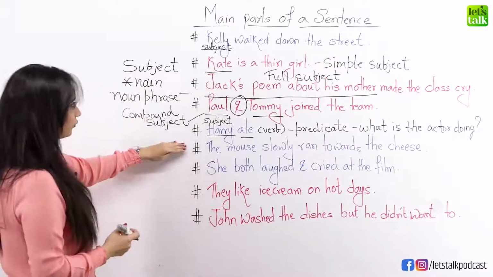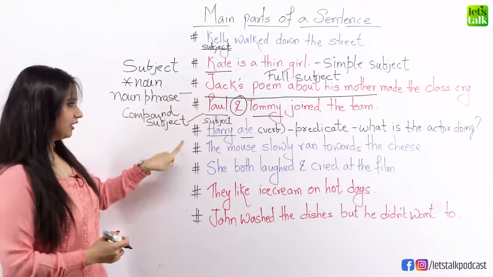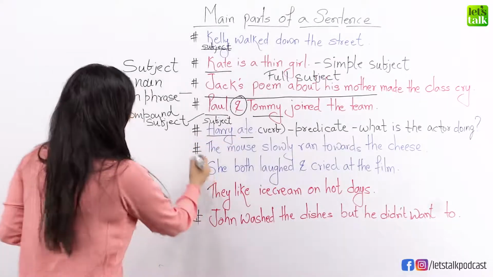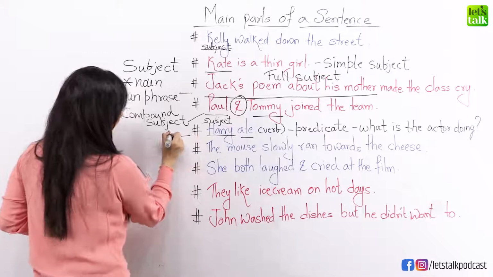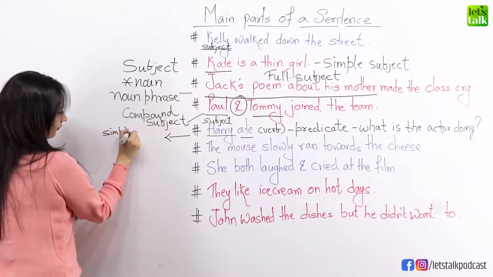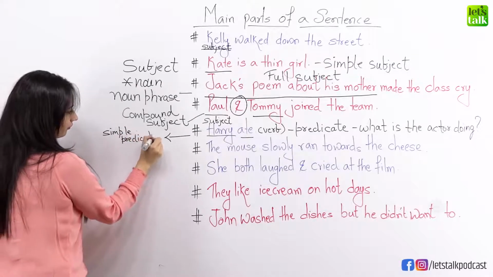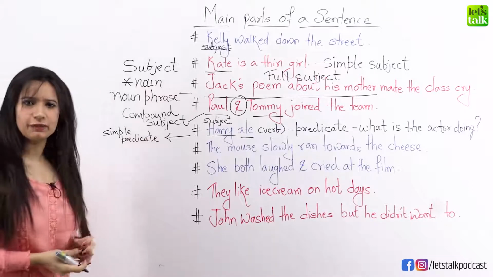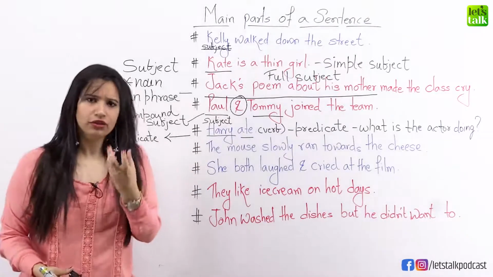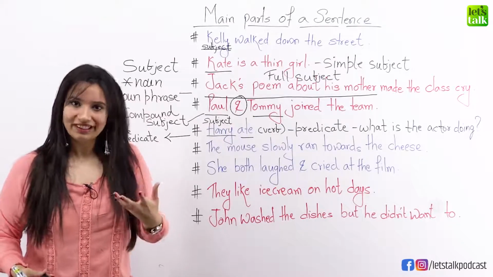Right. So this one, here we have the simple subject, which is Kate. Here we have the simple predicate, which is ate. The simple predicate. Why is it a simple predicate? Because we do not have any added information about how he ate, right? We just know that he ate. We don't know if he ate slowly or if he ate quickly, right?